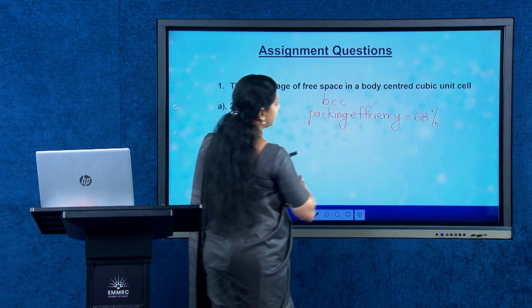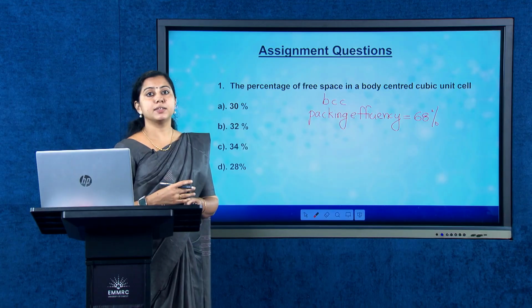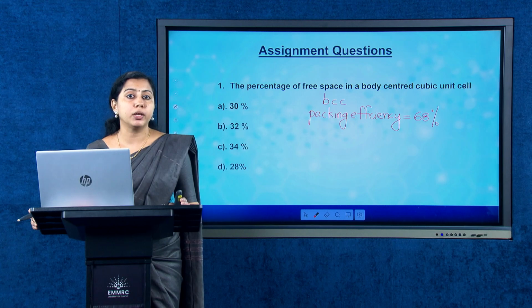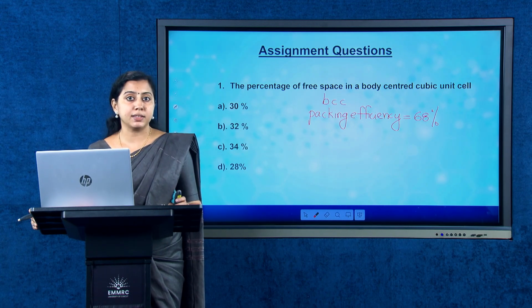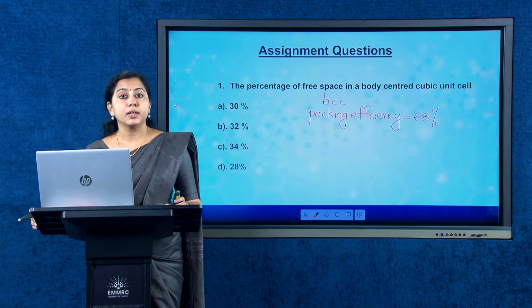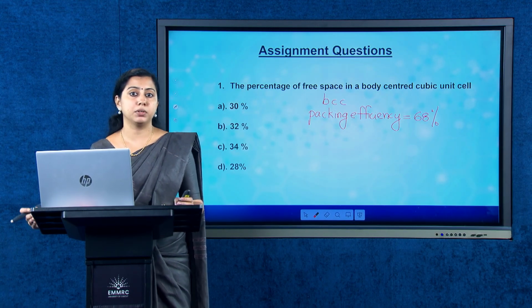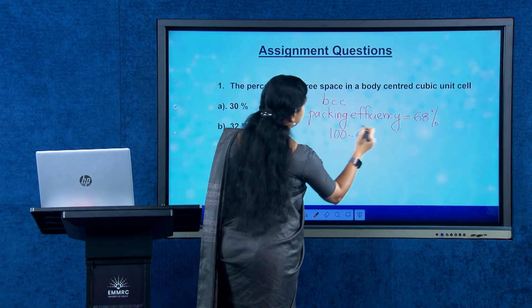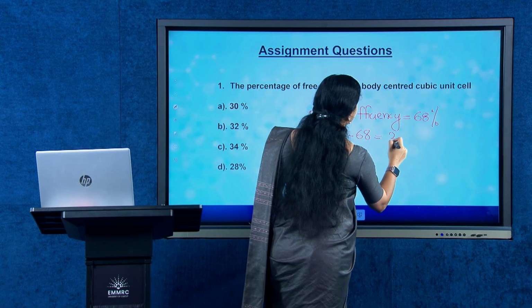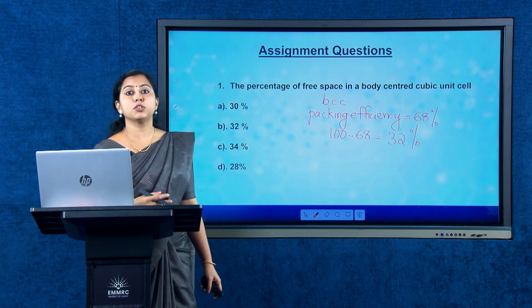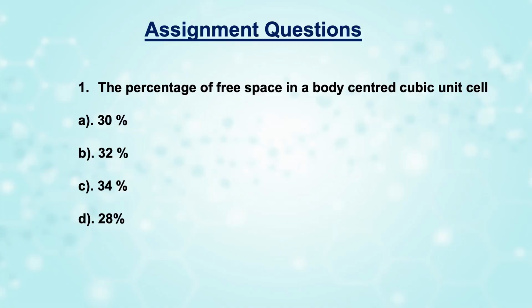68%. Now, what is packing efficiency? It is the volume occupied by the spheres in the unit cell divided by the total volume into 100. And in a BCC structure, the packing efficiency is 68%. So, what will be the percentage of free space available? So, percentage of free space available will be 100 minus 68. So, that will be equal to 32%. So, here the question is asked about the percentage of free space in a body centered cubic unit cell. So, the correct option is option B, 32%.